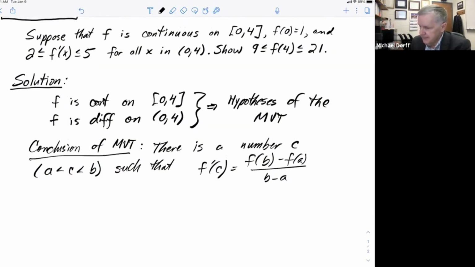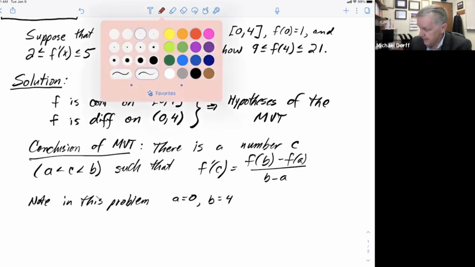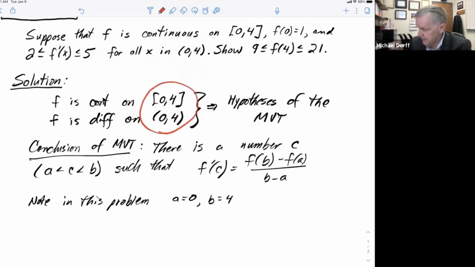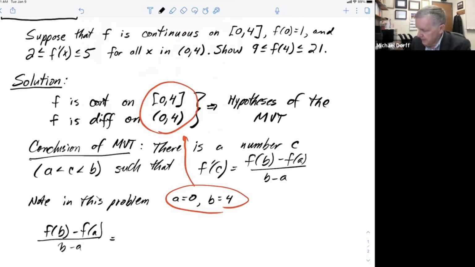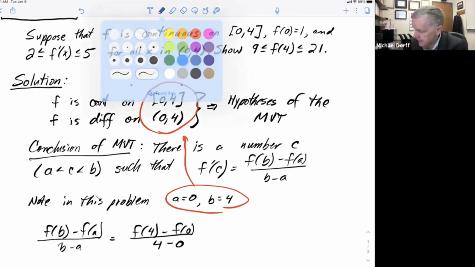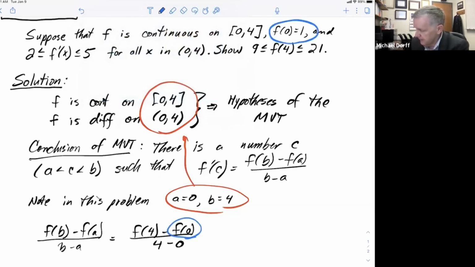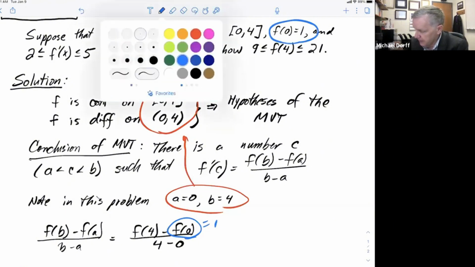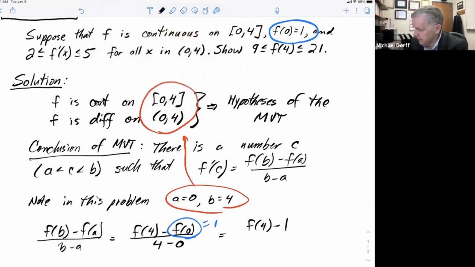All right, so let's look at this. What's my b and my a in this problem? Notice that a is 0 and b is 4, and that comes from the interval given right here. So what is f of b minus f of a over b minus a? That's going to be f of 4 minus f of 0 over 4 minus 0. We're given in the problem that f of 0 is 1, so I can rewrite this as f of 4 minus 1 over 4.